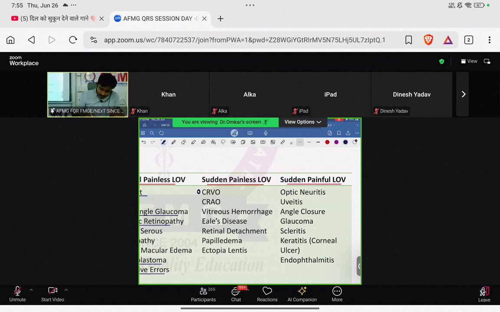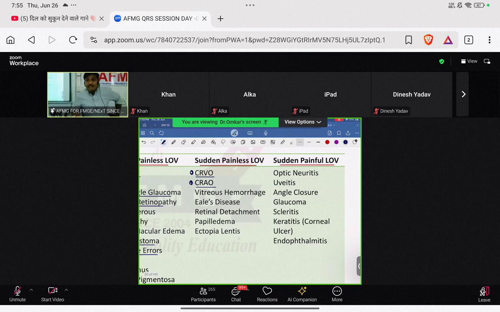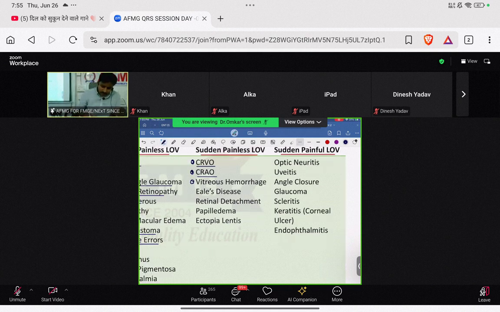Next important is sudden painless loss of vision. Sudden painless loss of vision is seen in conditions CRVO or CRAO, that is central retinal venous occlusion or central retinal arterial occlusion. In both these conditions, there will be a sudden and a painless loss of vision. Do remember that. Next is the case of vitreous hemorrhage.